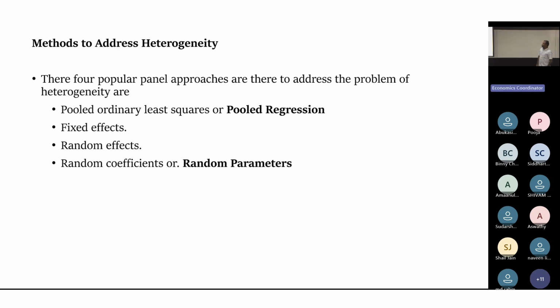So these are some of the methods available in panel data to address the heterogeneity problem. The first is the pooled ordinary least squares method, also called the pooled OLS model. The second one is the fixed effect model. The third one is the random effect model. The final one, I don't know how many of you are aware of this, is the random coefficients or random parameters model. I'm not talking about only these models, but these are some of the famous methods available to deal with the problem of unobserved heterogeneity, right?